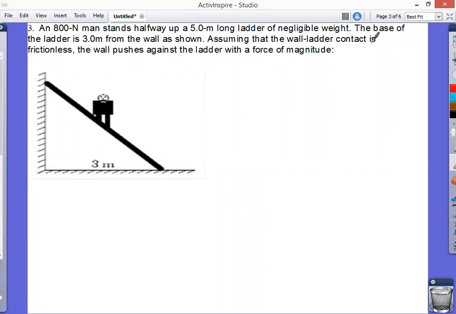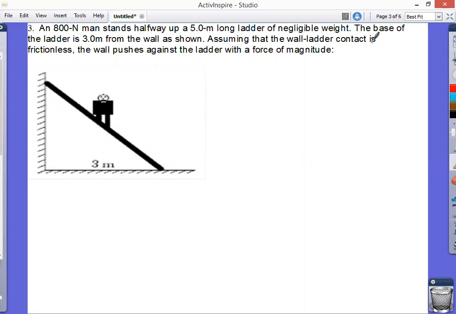Okay. Here there is an 800 Newton man standing halfway up a 5-meter long ladder of negligible weight. The weight is negligible. That means we don't care about the ladder's weight. The base of the ladder is 3 meters from the wall, assuming that the wall ladder contact is frictionless. So the wall pushes against the ladder with a force of magnitude. So we're gonna find the force over here.